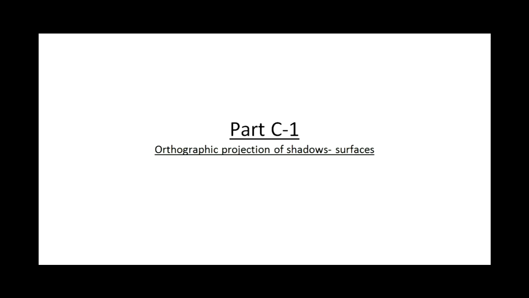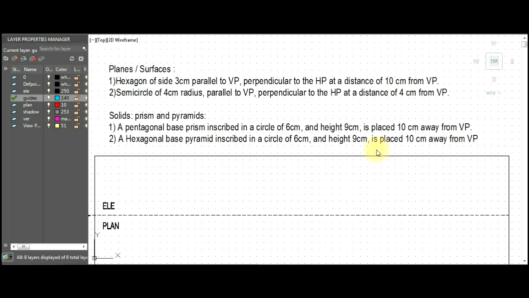This is Chapter 5, Part C-1, Shadows of Surfaces. So let's begin by drawing the hexagon of side 3 centimeters.